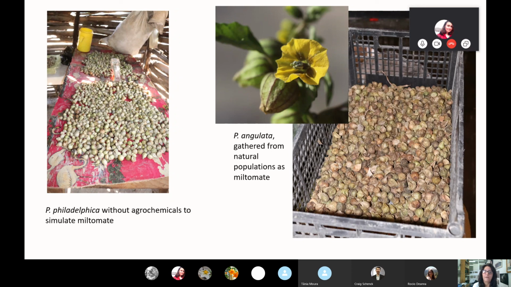So what these persons are doing is trying to make the Physalis philadelphica look as if it was Physalis angulata, which is interesting because they don't even recognize that this is a different species. They just think it's a kind of different manipulation.